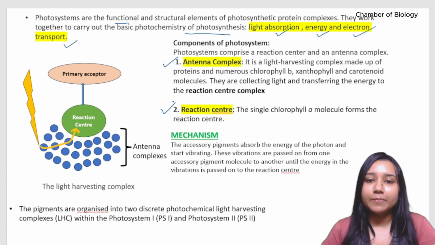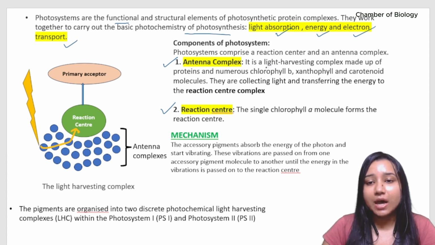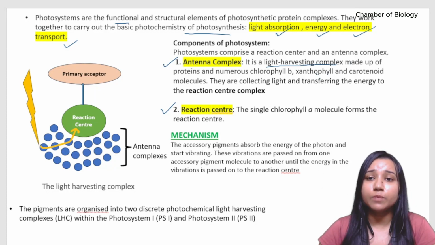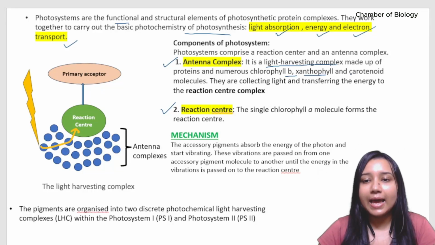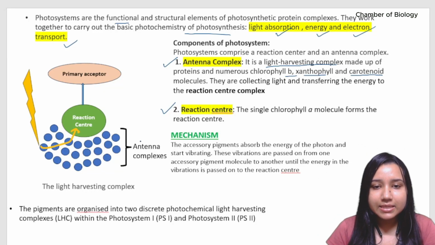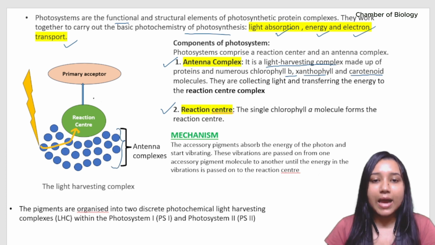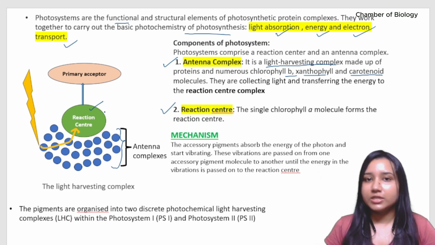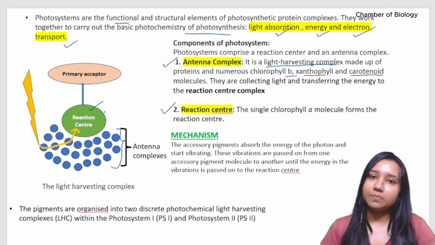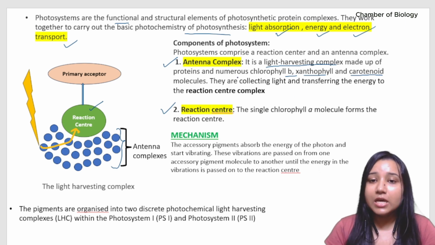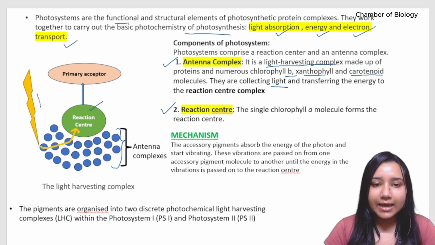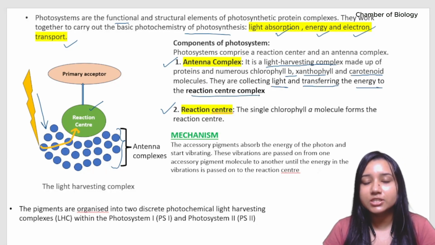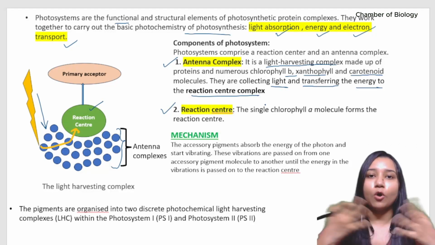Okay, so in the antenna complex, it is basically a light harvesting complex which is made up of proteins. Not only proteins, it is made up of chlorophyll b, xanthophyll, and carotenoids. So this is the antenna complex that you can see, and we have the reaction center. The reaction center is like the king. We also have to discuss the accessory pigments, which are part of our antenna complex. They are going to collect the light. You can see the light is falling here, and then the light will be transferred to the reaction center. So we have seen that something is brought to the palace.